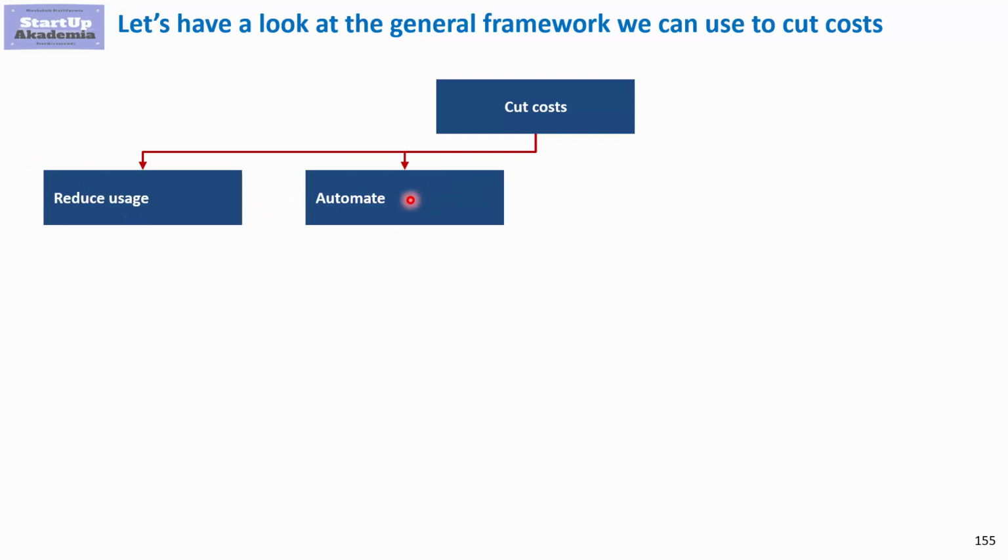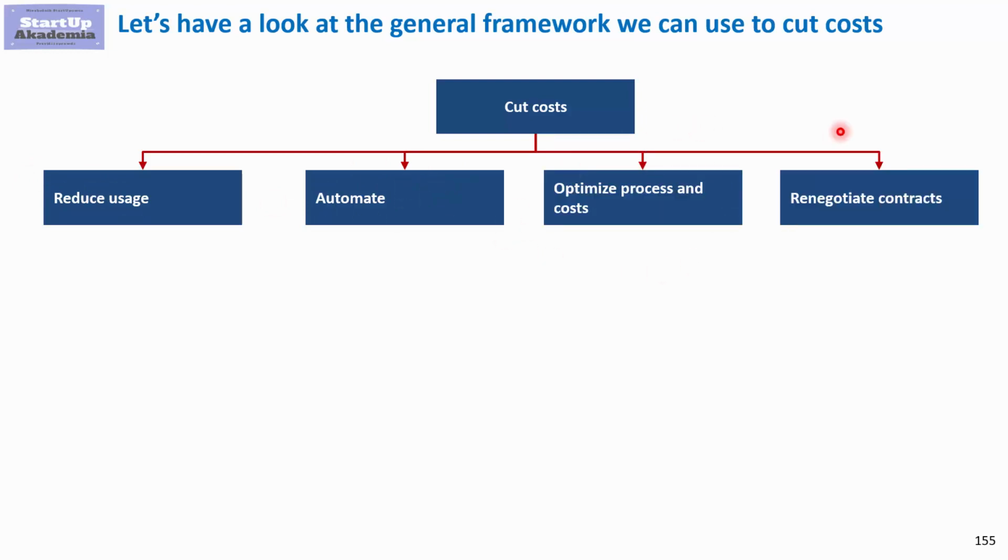Then you can automate certain processes. You can optimize the process and the cost level. And finally, you can renegotiate contracts. When we are talking about reducing usage, you can do the following things. First of all, you can fully eliminate a certain expense.